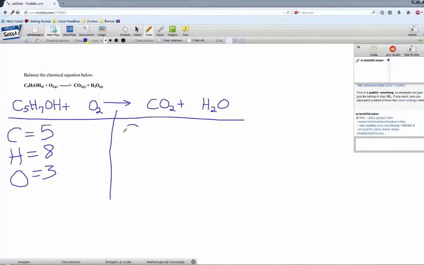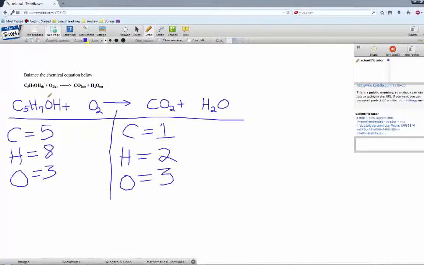On this side, carbon has 1 times 1, 1 carbon. Hydrogen has 1 times 2, 2 hydrogen. Oxygen has 1 times 2 plus 1, 3 oxygen.